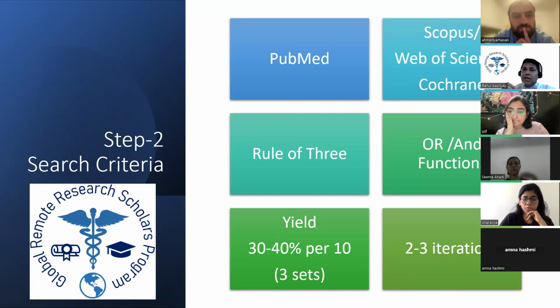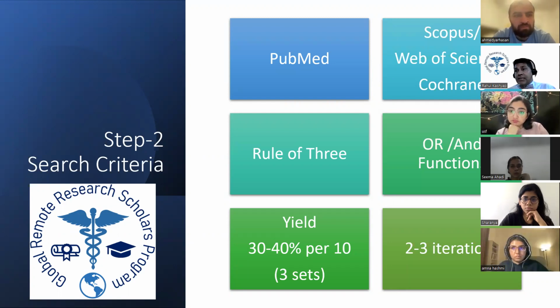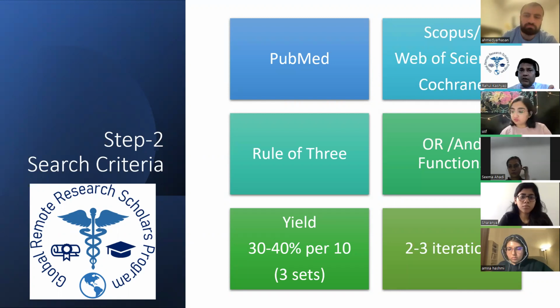In addition, if you can pick one more search database, which could be Scopus, Web of Science, or Cochrane if you're doing meta-analysis and things like that, that'll be a good idea too. Sometimes we agree to do just one database, which is PubMed, and that will be okay as well.